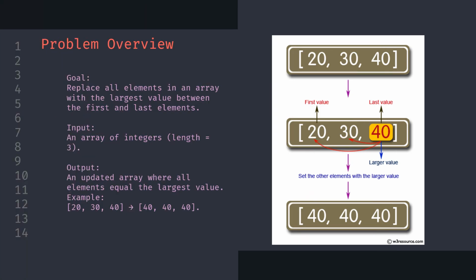Our goal is simple. Take an array and replace all elements with the larger value between the first and last elements. This is a common operation in data processing, where uniformity in values is required.